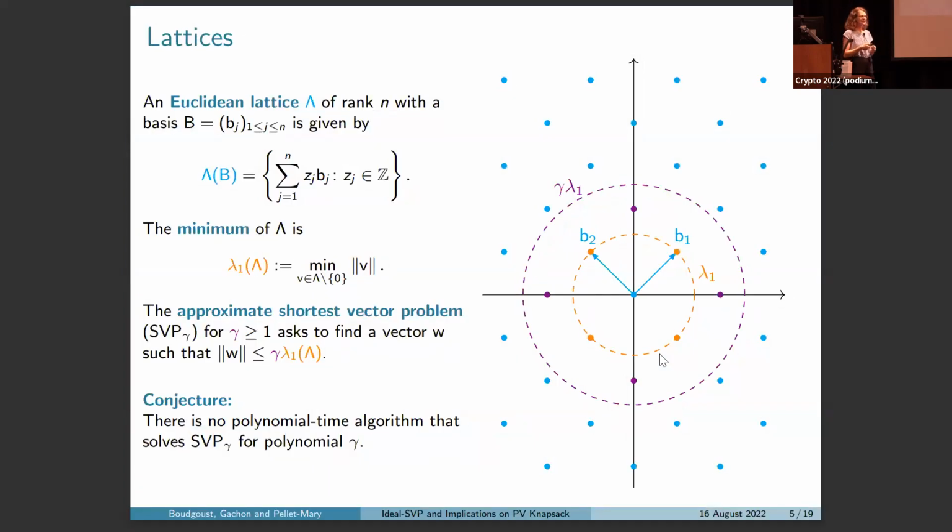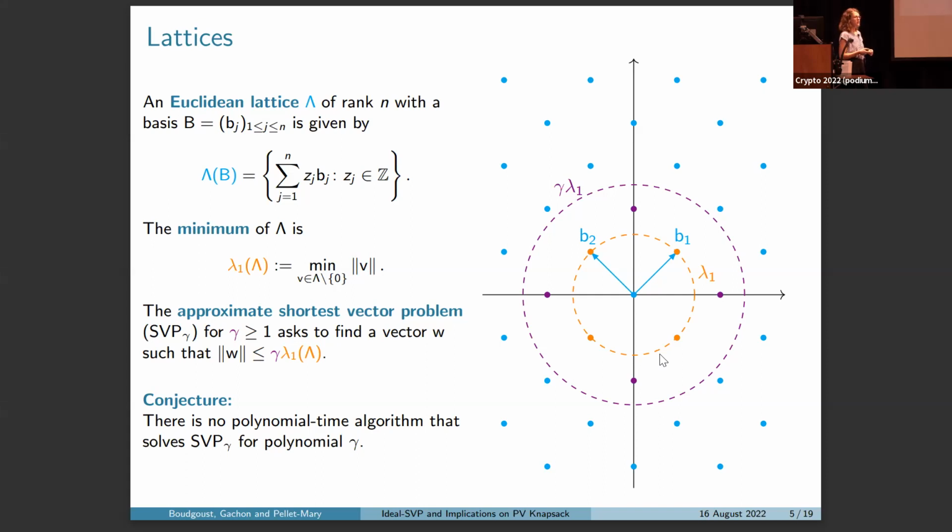Okay, so let's introduce the main mathematical object of this work, an Euclidean lattice. An Euclidean lattice of rank n is usually described by a basis, and then the lattice is composed of all the linear integer combinations of those basis vectors. I have a little picture in dimension 2: you see all the blue dots, that's a lattice. And then we associate to a lattice a minimum, which is the shortest norm of any of its non-zero vectors. Here you can see in orange, those 4 vectors are shortest vectors.